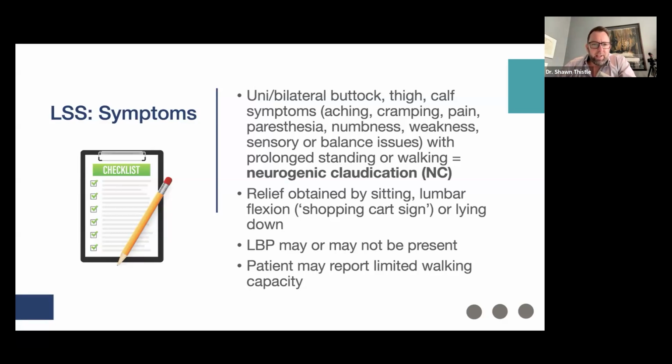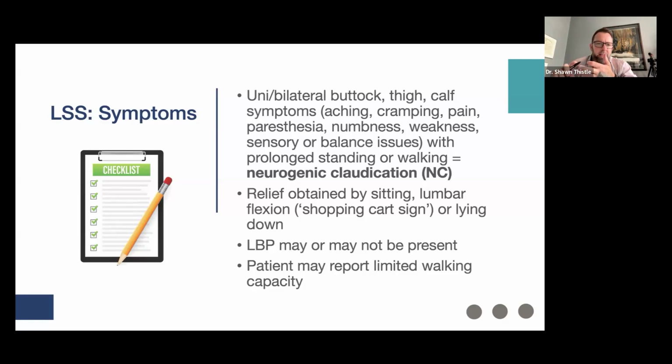The next thing you ask them is, how do you obtain relief from this? And what these patients will typically say, and this will point you straight to the diagnosis, is that they're relieved by sitting, flexing their spine, which is the shopping cart sign I'll show you in a few minutes, or lying down. The important thing for us is that low back pain may or may not be present. I always pause there for a minute. In my experience, these patients typically also have low back pain intermittently, and we know that low back pain is generally a recurring condition for most people.